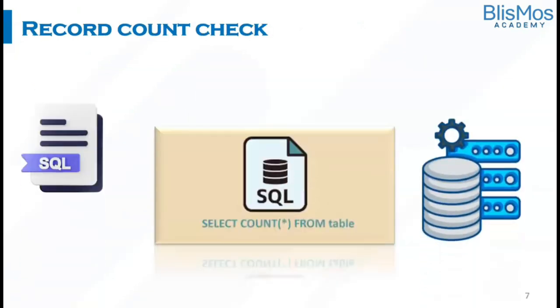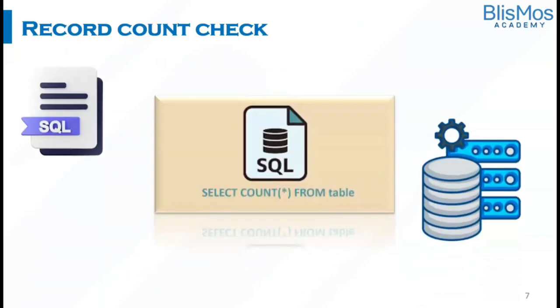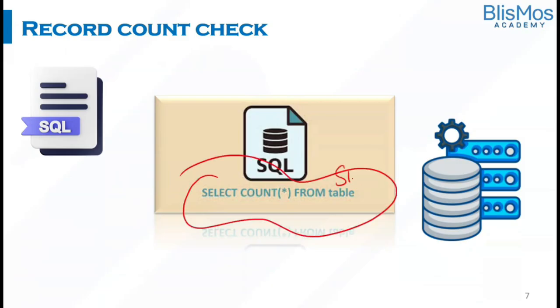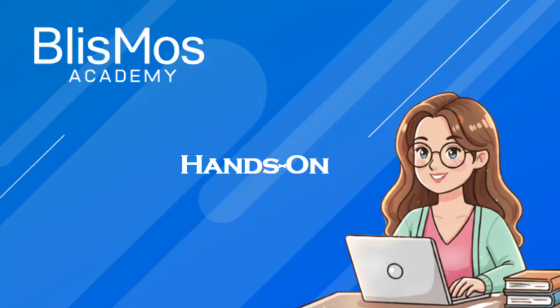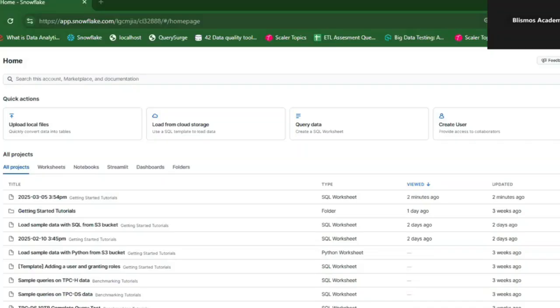So how do we go about doing it on the ground? You will have a hands-on for this. What you will do is write a SQL query, select count star from a source table, and compare that with the select count star from a target table. Either you can use a minus query or a query depending upon which RDBMS system you are using. We'll go through the hands-on session on data completeness check.